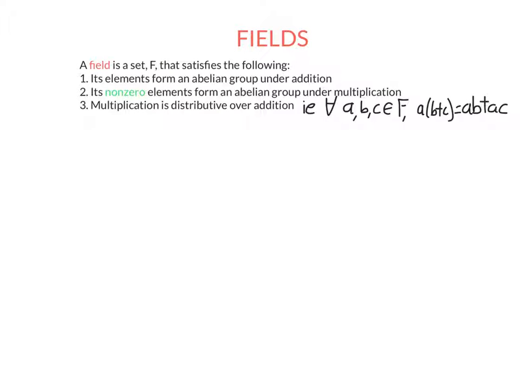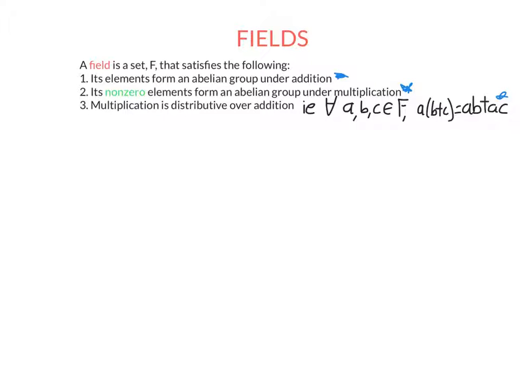So this is the formal definition of a field. We're looking at a set of mathematical objects. Those mathematical objects form an abelian group under addition. The non-zero elements, so everything but the additive identity, form an abelian group under multiplication, and it also follows the distributive law. So note that 1 and 3, those conditions are needed for a ring.